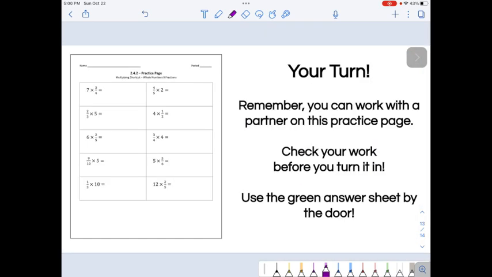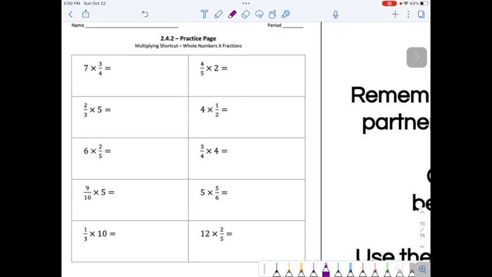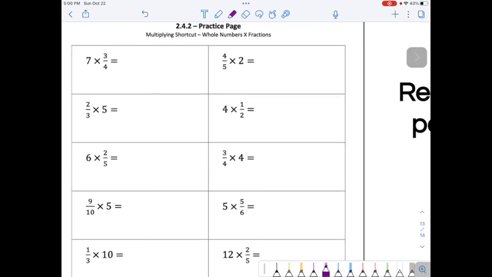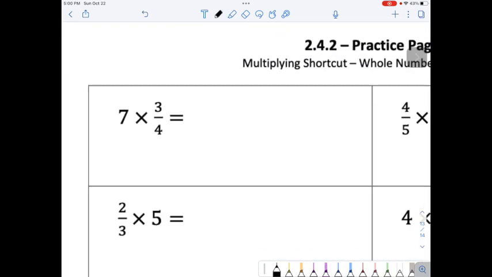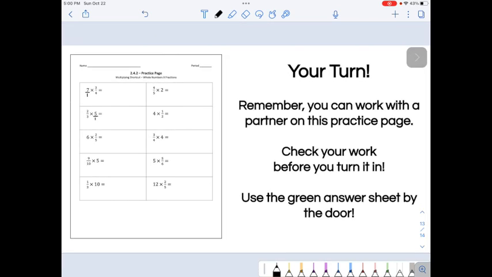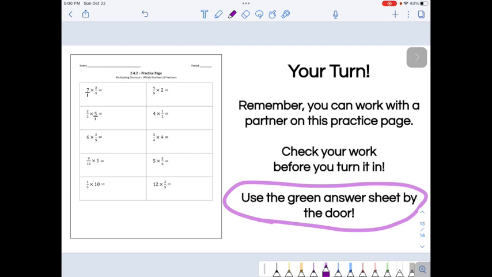Your turn. In every single one of these problems on the practice page, there's a whole number. I think you should go through right at the beginning and write them all over 1. Then these problems become really easy. Remember, you can work with a partner on this practice page. Check your work before you turn it in, and I'm pretty sure it's going to be on the green answer sheet by the door. You got this.